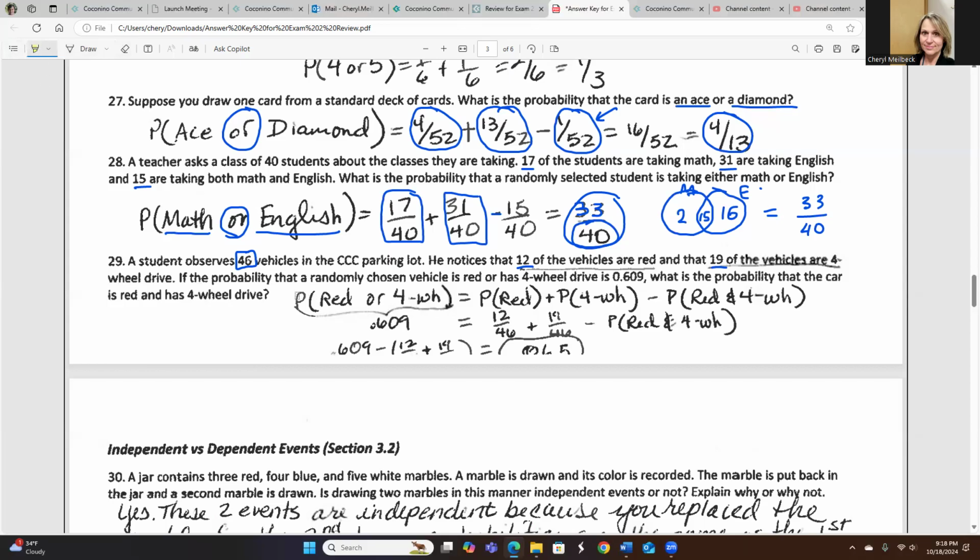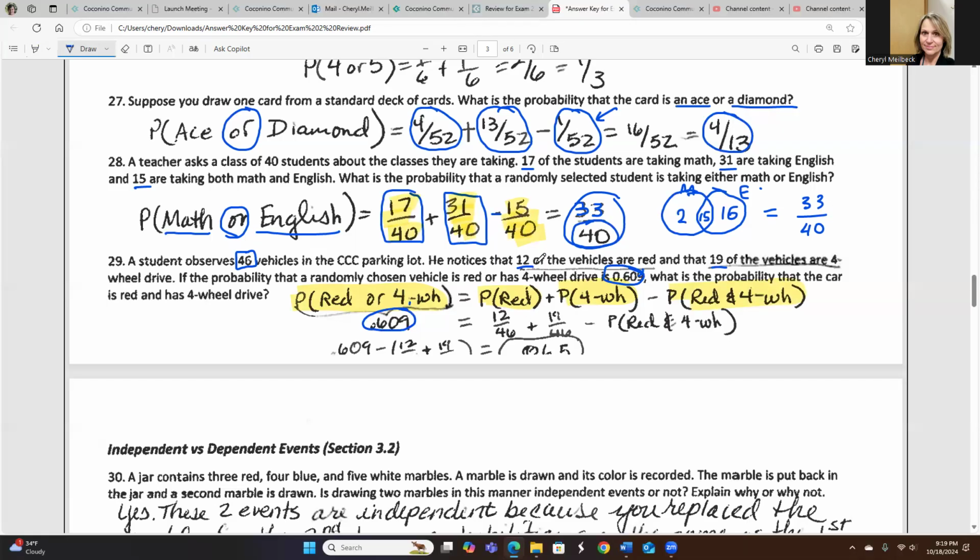Okay, so this is a tricky problem indeed. Our or formula says the probability of one thing or the other is the probability of the one thing plus the probability of the other thing minus the probability of the overlap. We did that in these two problems above. So now we simply fill in what we know. Here they told us that the probability that it is red or has four-wheel drive is 0.609. That goes over here. So we have to solve an equation in this one.